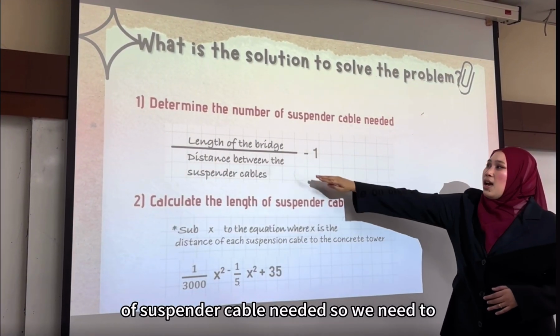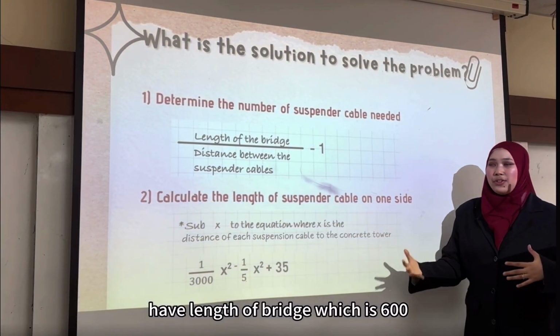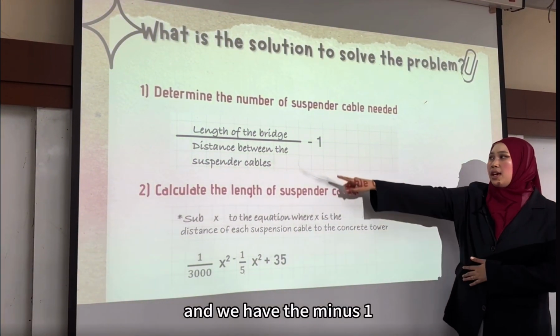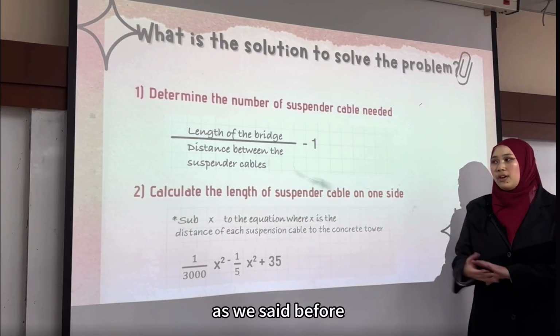First, we need to determine the number of suspended cables needed. So we need the length of the bridge, which is 600, divided by the distance between the suspended cables for each material, and we have to minus 1. As we said before, the reason.